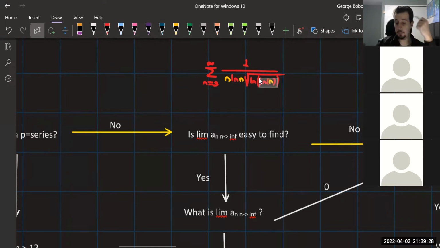This ln here is going to blow up to infinity. And taking the ln of infinity is going to be infinity. Square root of infinity is infinity. Ln of infinity is infinity. You're multiplying infinity by infinity, which is infinity. And you're multiplying again infinity. So it's 1 over infinity that you're going to get, or 0.